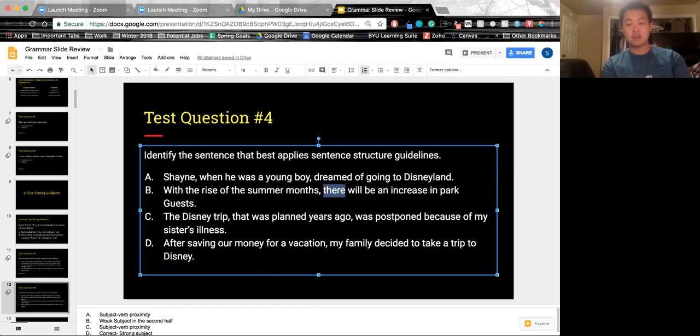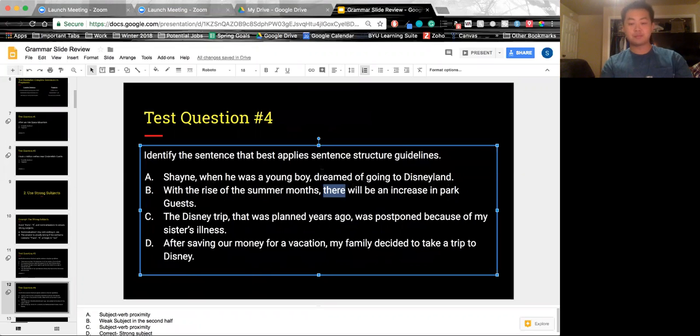Another thing to look for when this is like questions 9 through about 11, I think, is something called subject verb proximity. We'll go deeper into that in 2C. Basically, you want to have the subject and verb very close together. If you look at A, Shane, when he was a young boy, dreamed of going to Disneyland. That is grammatically correct, but in terms of the subject verb proximity, it is not correct. It should just say, Shane dreamed of going to Disneyland when he was a young boy. That would sound more natural. Shane is the subject, dreamed is the verb, so those two things go close together, equaling a strong subject.